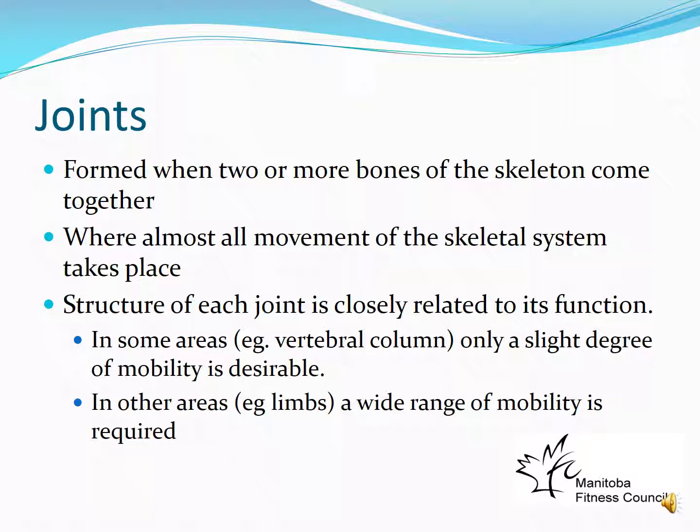Structure of each joint is closely related to its function. So some areas only have a small degree of movement. So the example they give here, the vertebral column, our spine really doesn't have very much movement. When we move through our entire spine, yes, we could generate a lot of movement. But when we really think about one vertebra at a time, there's very limited movement. Other areas, usually in our appendages, so our limbs, will have a wide range of mobility. So once again, it's going to be structured and shaped for a wide range of mobility. We're going to classify our joints into 3 different types of joints.